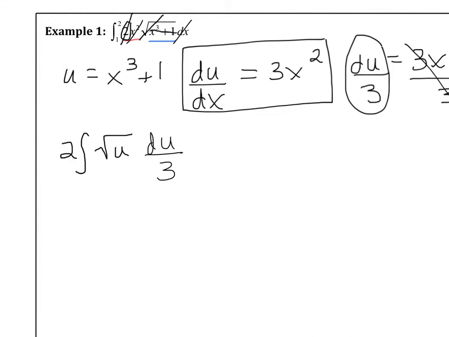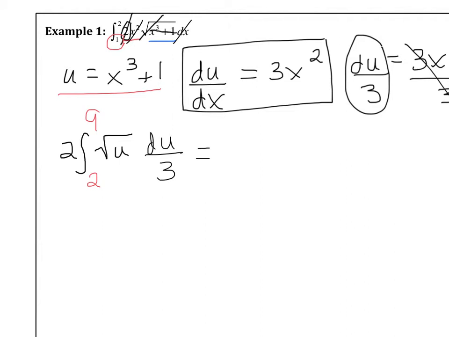All right, so based on this definition, this relationship between u and x, when x is equal to 1, u will be equal to 1 cubed plus 1. Okay, that's 2. And then when x is equal to 2, u will be 2 cubed plus 1. That's 8 plus 1, which is 9. All right, so those are our new limits of integration, and we can proceed with the problem as normal.